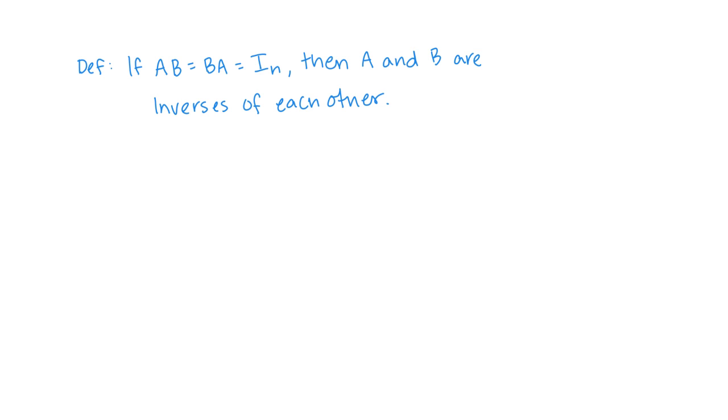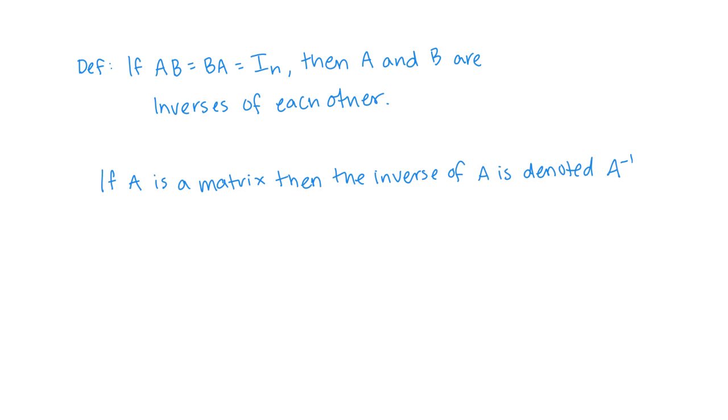If A times B is equal to B times A, and those two products both equal the identity matrix, like we saw in the last example, then we say that B is the inverse of A. So if A is any arbitrary matrix, then its inverse matrix is denoted with a superscript of -1.